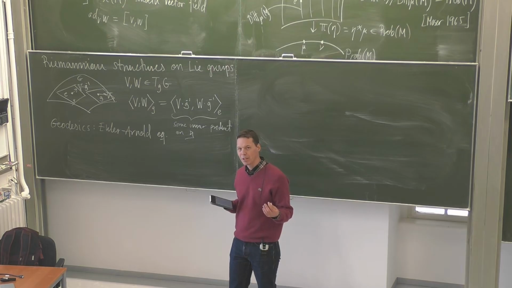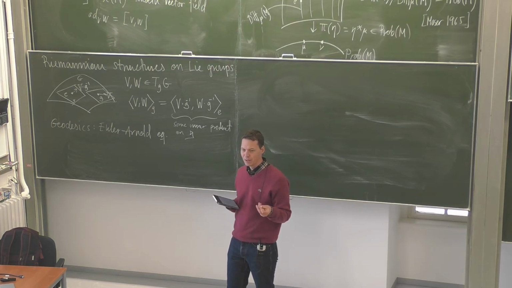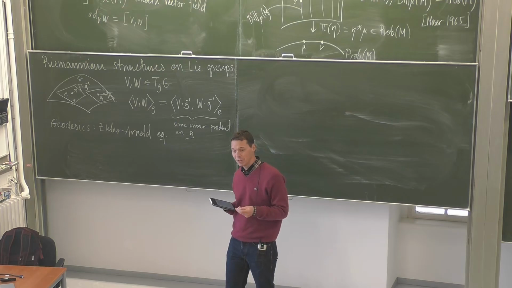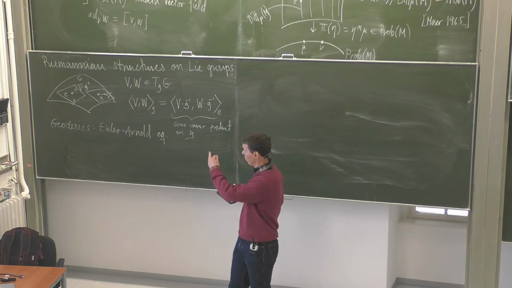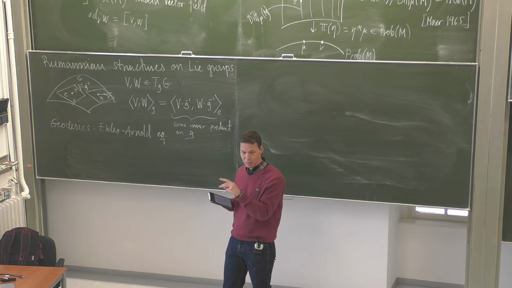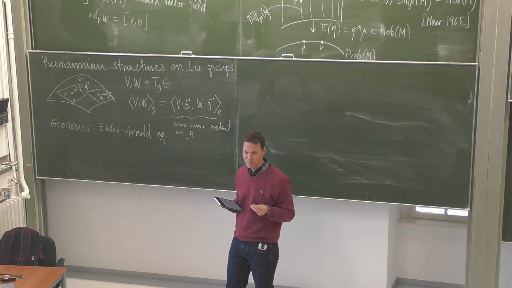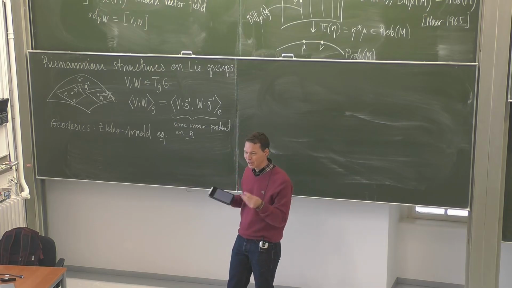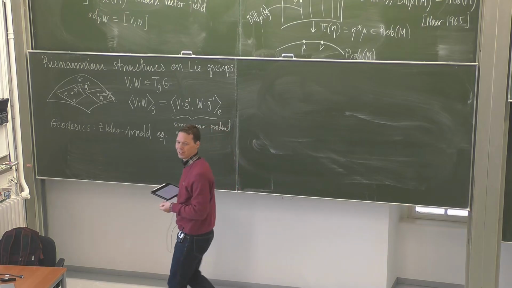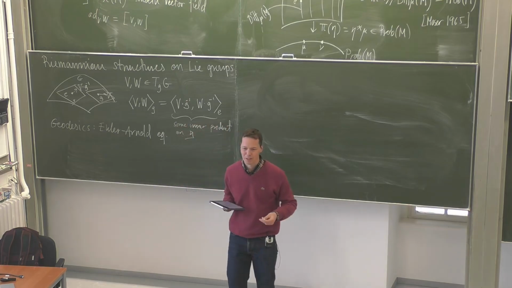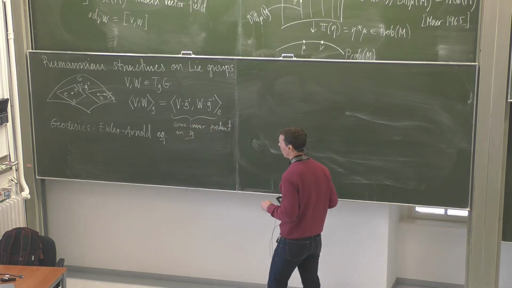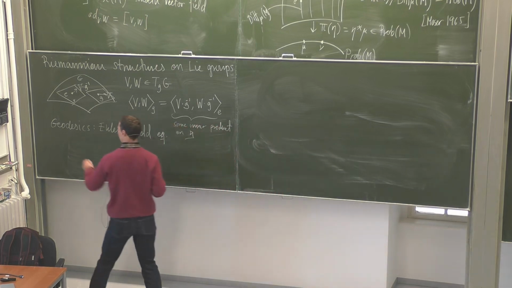There's a problem with the exponential map in infinite dimensions, which is that it doesn't cover the identity, this diffeomorphism. But it's easy to construct the Riemannian exponential map that covers the identity. So in a way, that's better than the group. Anyway, so Euler-Arnold equations.